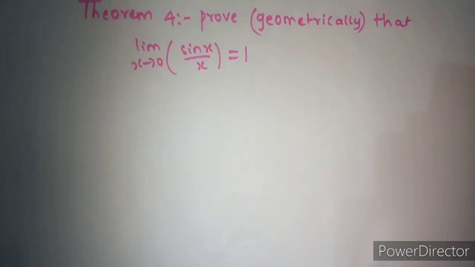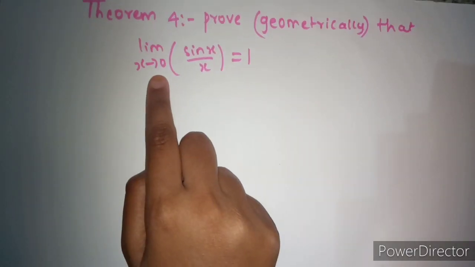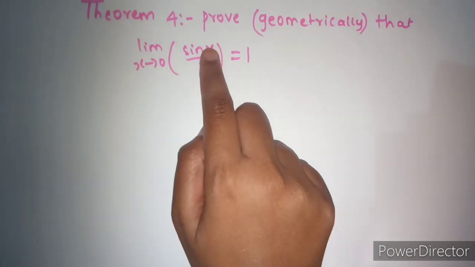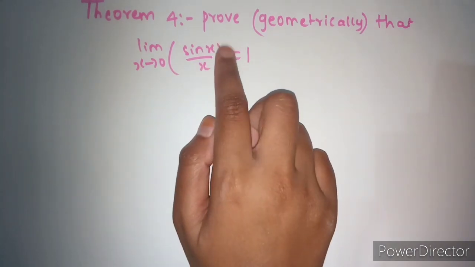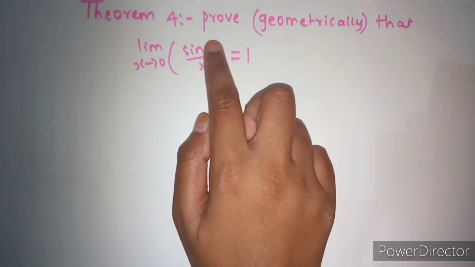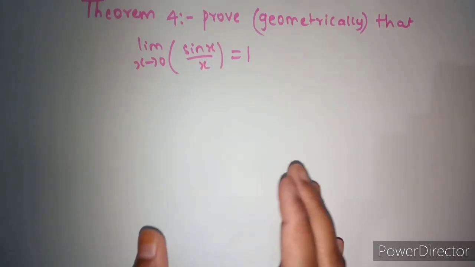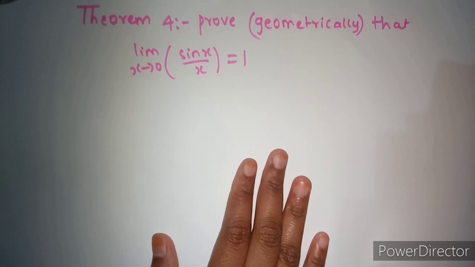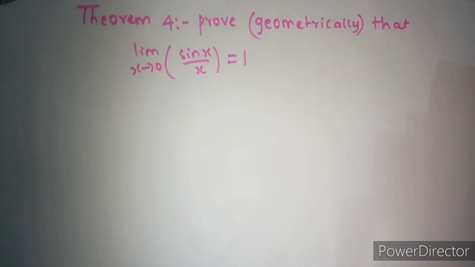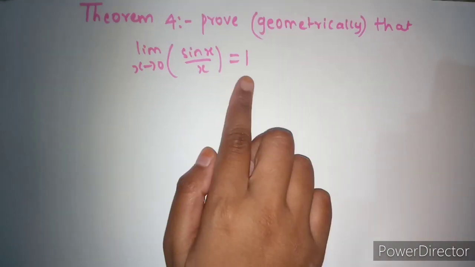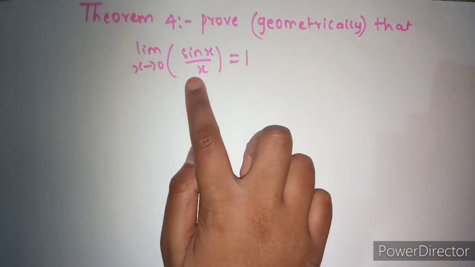First observe that x is tending to 0. If you substitute 0 in place of x, what will you get? You will get sin 0 by 0. Sin 0 is 0, so you will get the 0 by 0 form. The 0 by 0 form is an indeterminate form. So by using a figure, we will show that 1 is the limit of sin x by x.